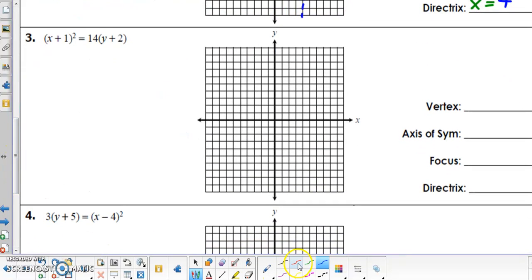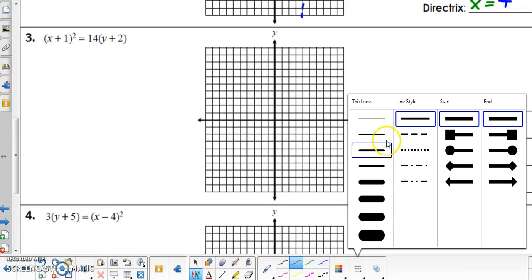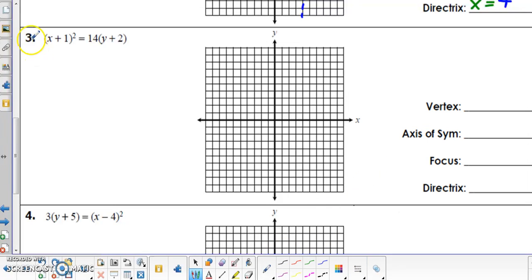Let's try it again. All right, so my vertex on this one right here is going to be at (negative 1, negative 2). I'm going to go ahead and plot that. So negative 1 and negative 2 is right here. My x is the squared term, so that means I'm opening up or down. This 14 right here is positive. So the number on the outside of the parentheses is positive. So that means that I'm going to be opening up.